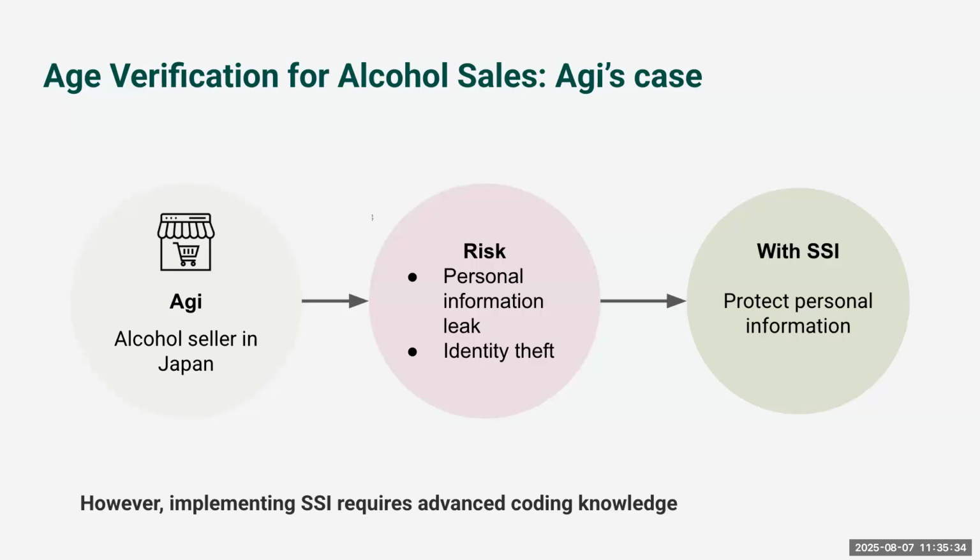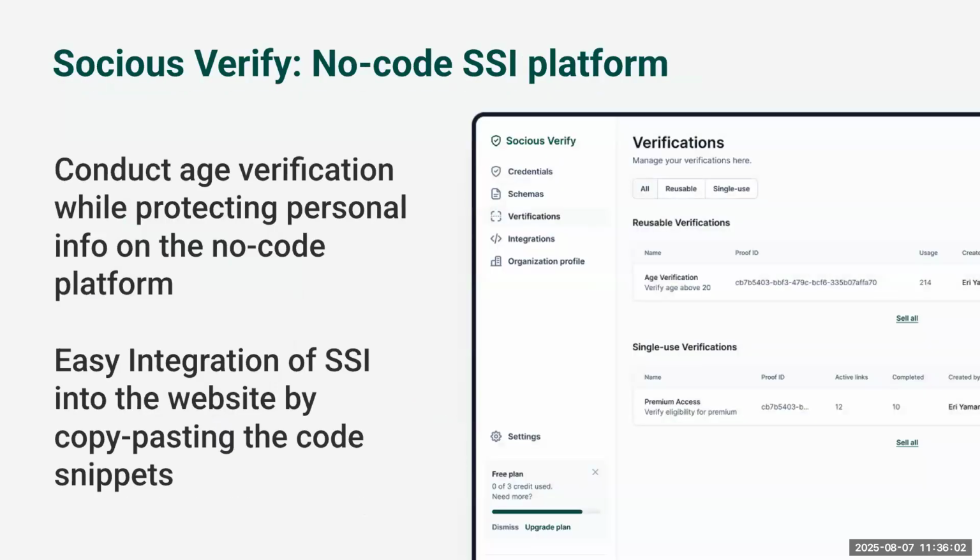But the truth is that they don't want to hold that information. They just want to know whether the customer is at least 20 years old. They don't need the name or gender or anything else. So with self-sovereign identity, they can achieve that. But it's also very complicated to build a self-sovereign identity system, especially if they are small sellers and alcohol sellers. So that's why we built something very easy.